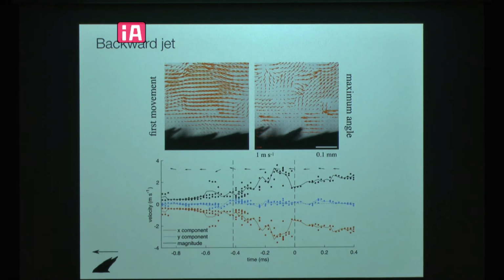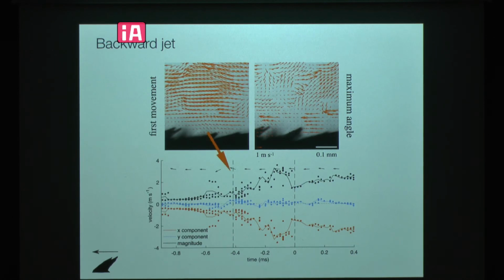Okay, this slide's a little complicated, so I'm going to orient you to it. The top are two velocity fields. One is when the scale first moves, so when you first start to see the scale pop up, and the second one on the right is when the scale reaches its maximum angle.